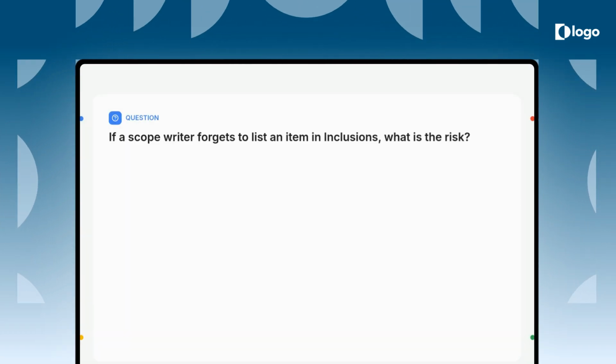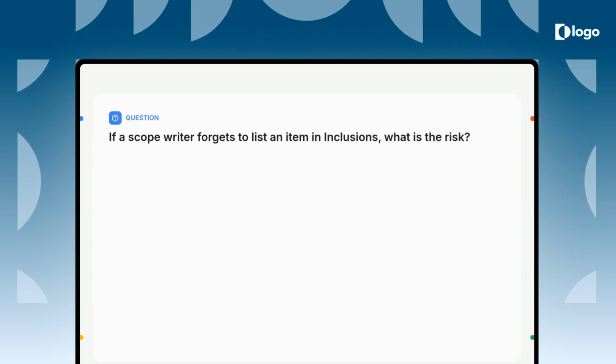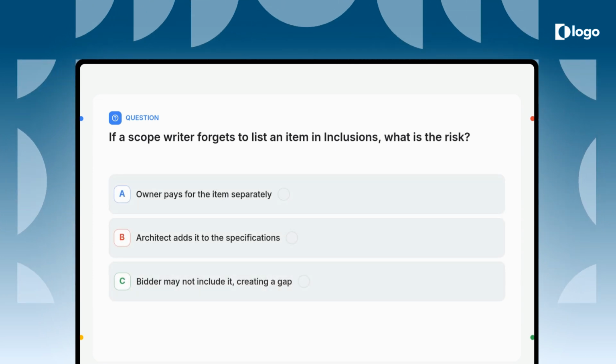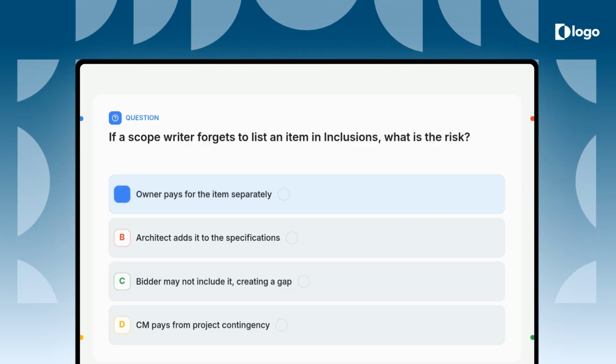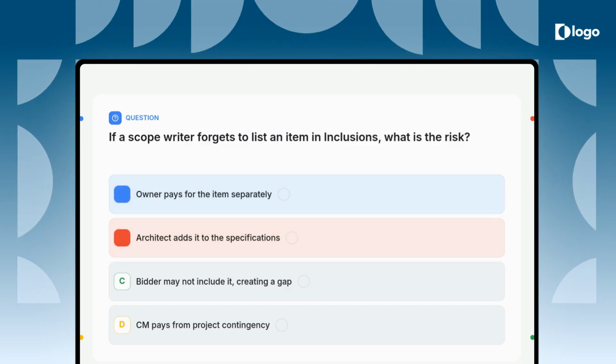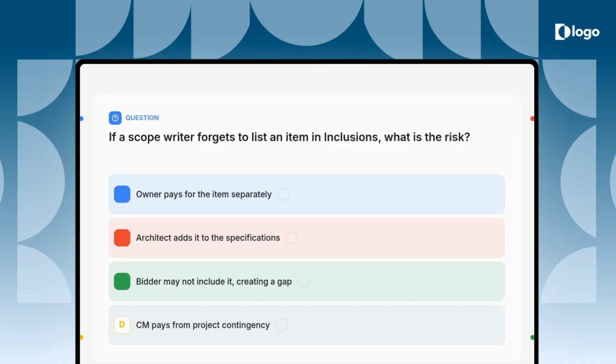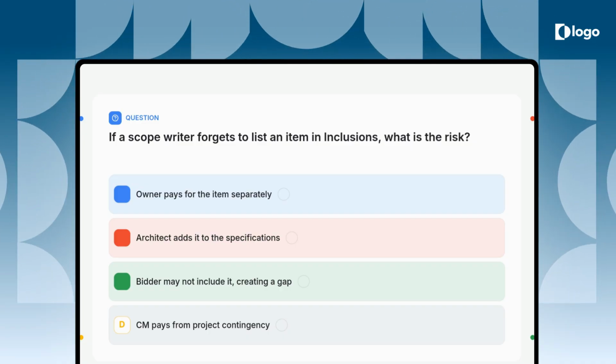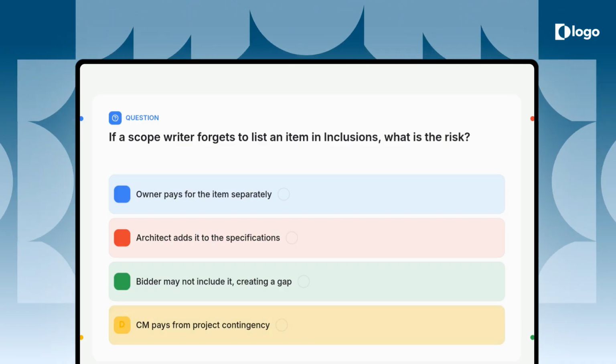According to the video, what is the risk if a scope writer forgets to list an item in the inclusion section? Answer choices. A, the owner will pay for the item separately. B, the architect will add it to the specifications. C, the bidder may not include it in their price, creating a gap. D, the CM will pay for it out of project contingency.